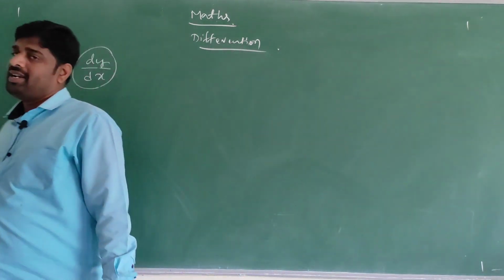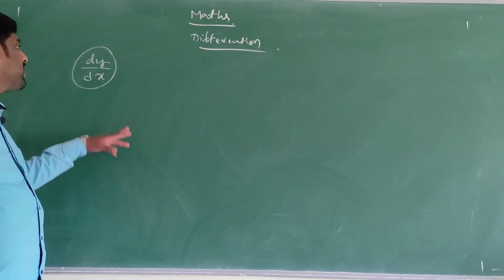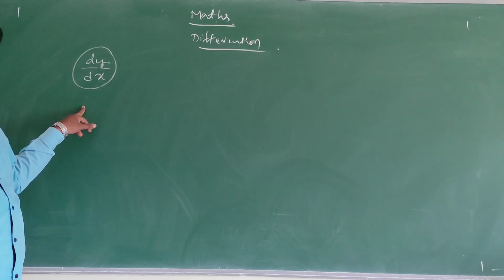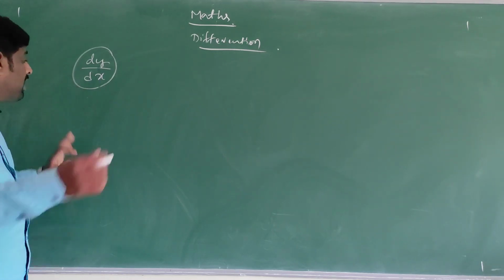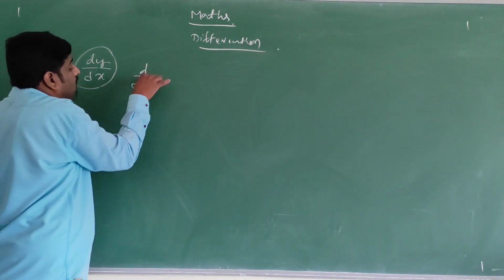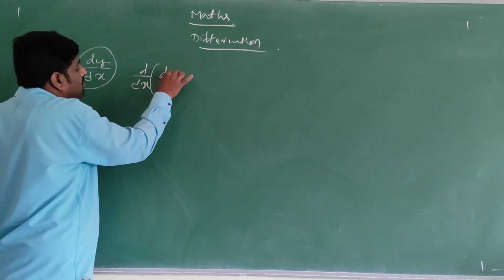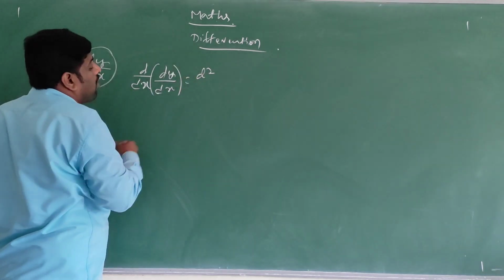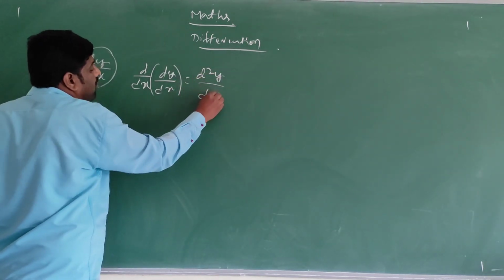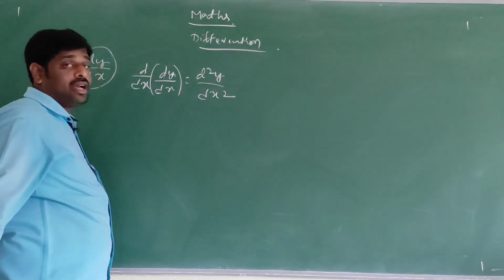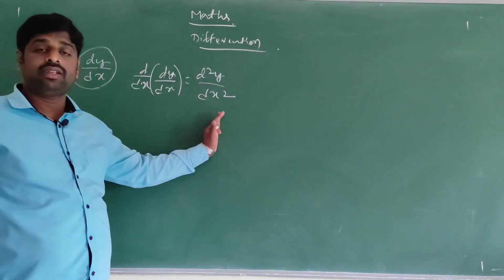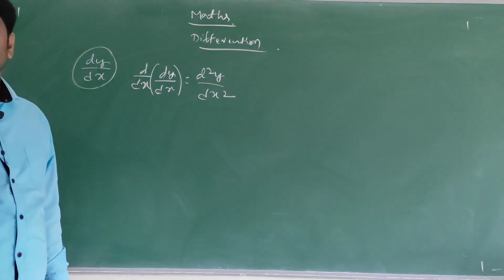Here dy by dx means the rate of change of y with respect to x, and it is called the derivative. Again, d by dx of dy by dx is nothing but d square y by dx square. Like this, we find the derivatives. The process of finding the derivatives is called differentiation.